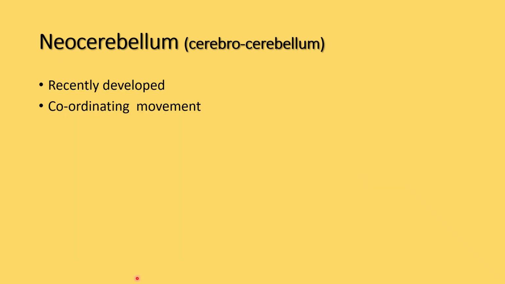Cerebrocerebellum, or neocerebellum, is recently developed. Phylogenetically, the recent part is the neocerebellum. It is important for the coordination of movements and the timing of movement. It is important for error correction in movement.